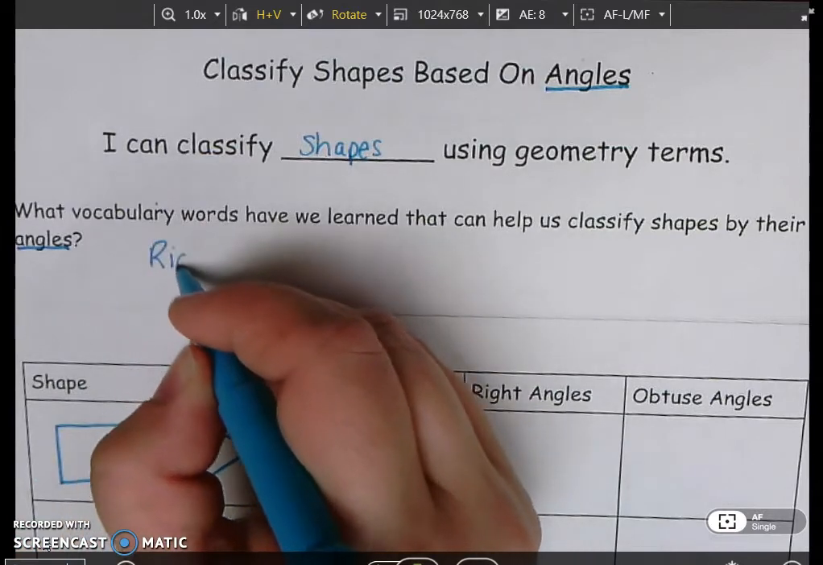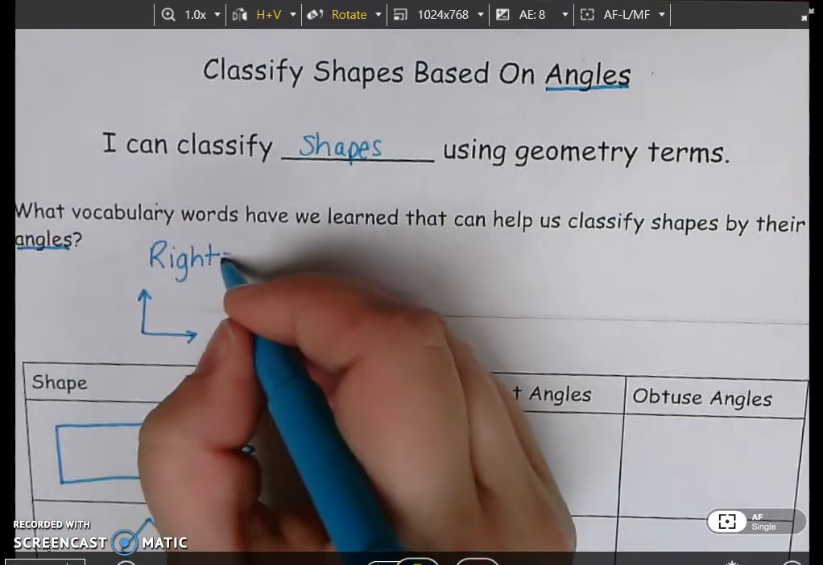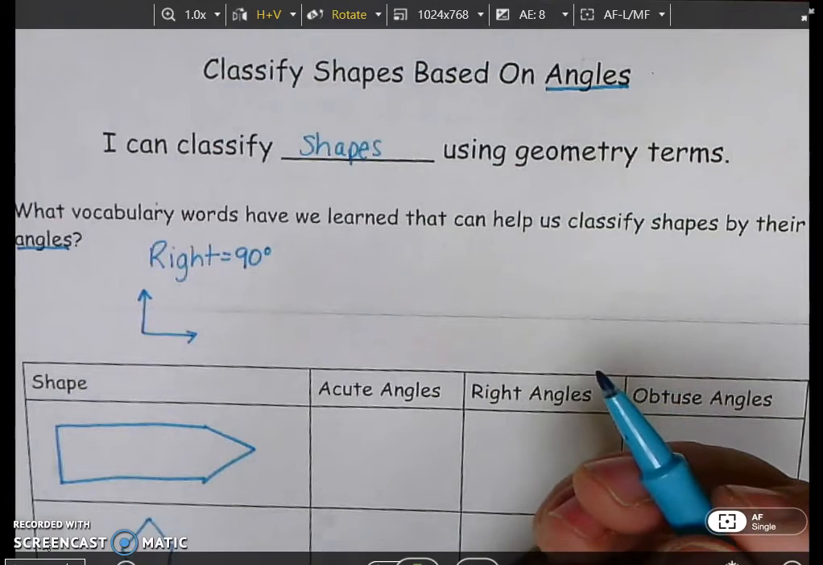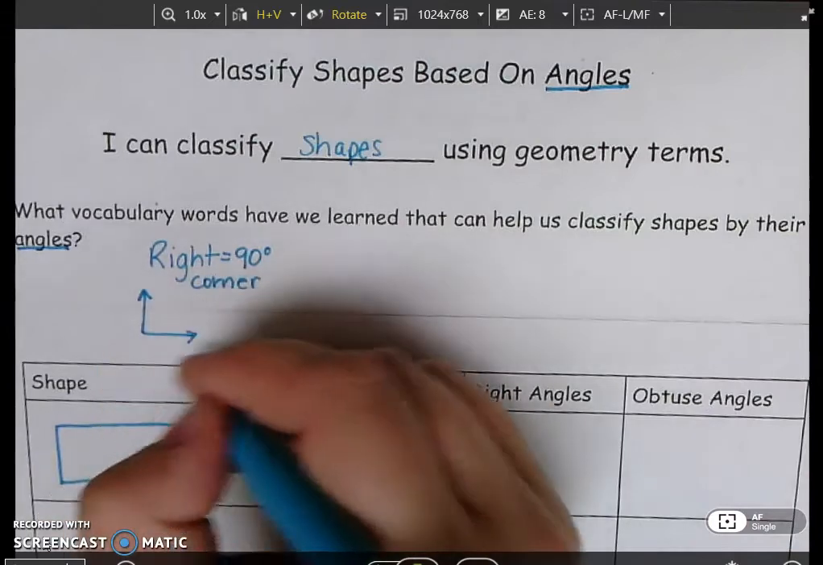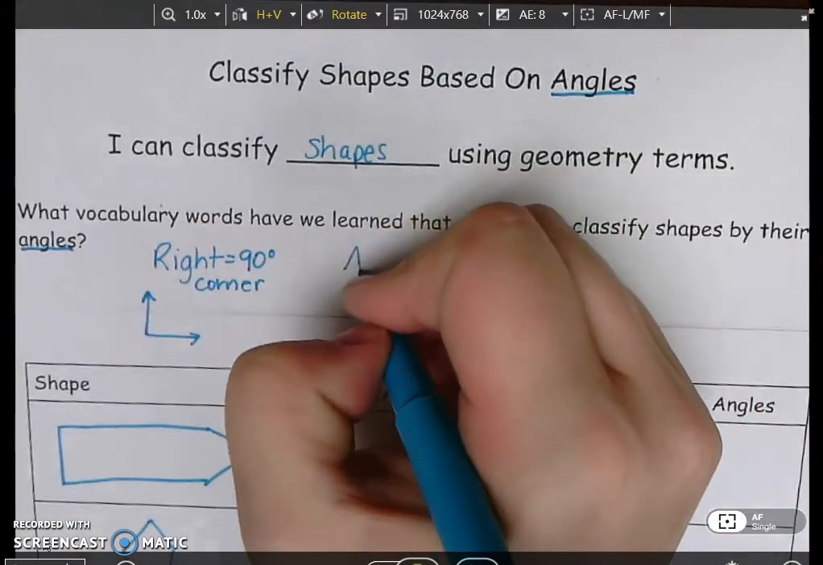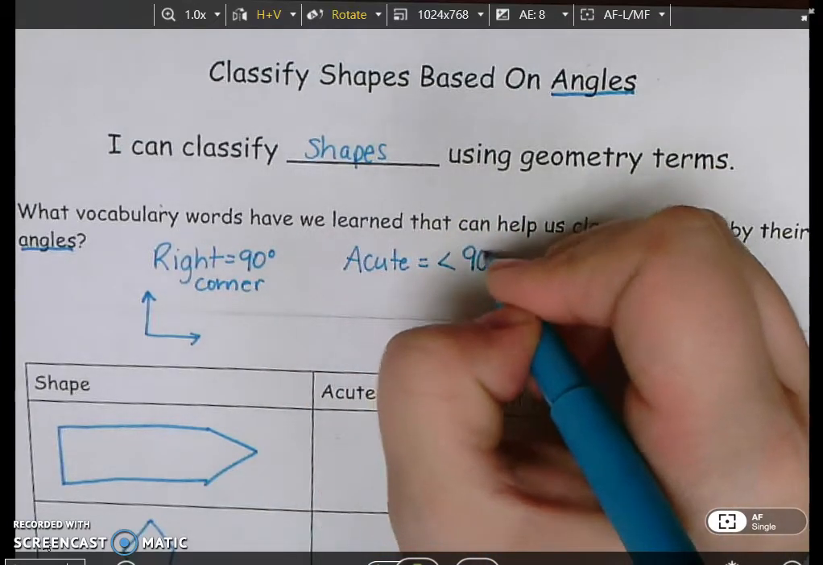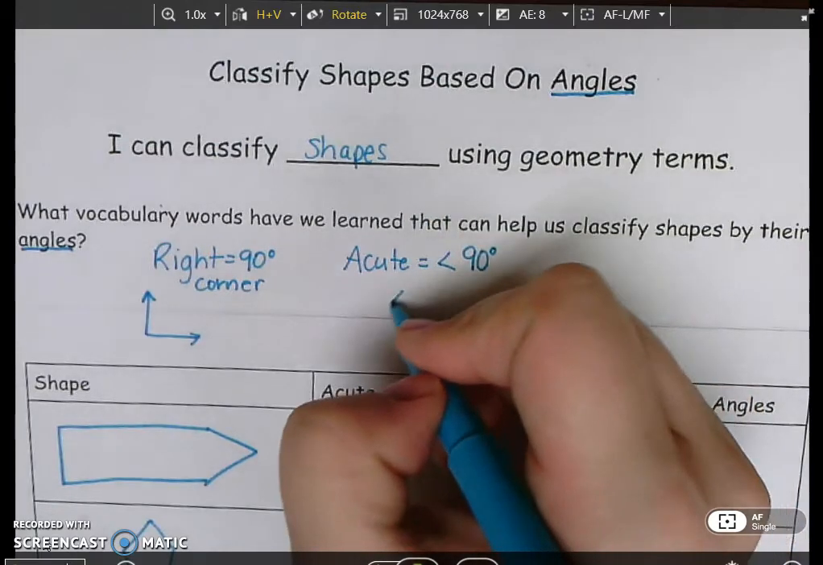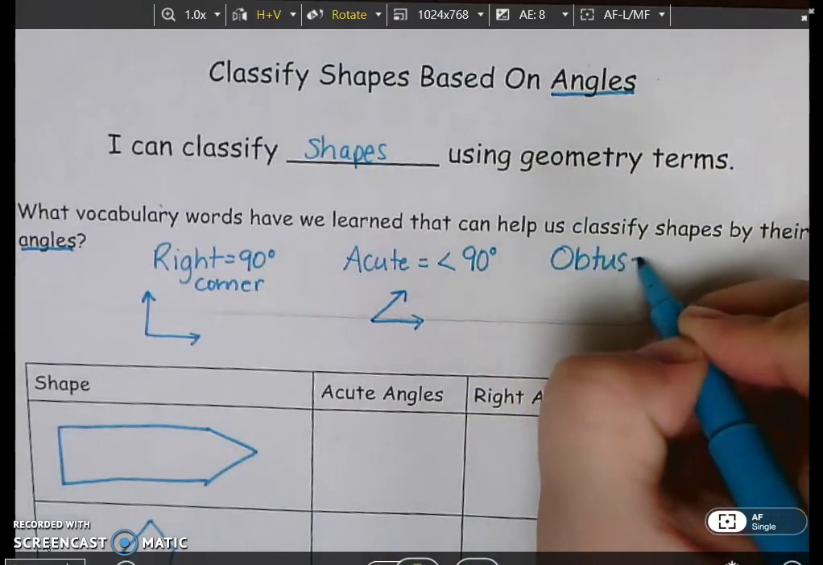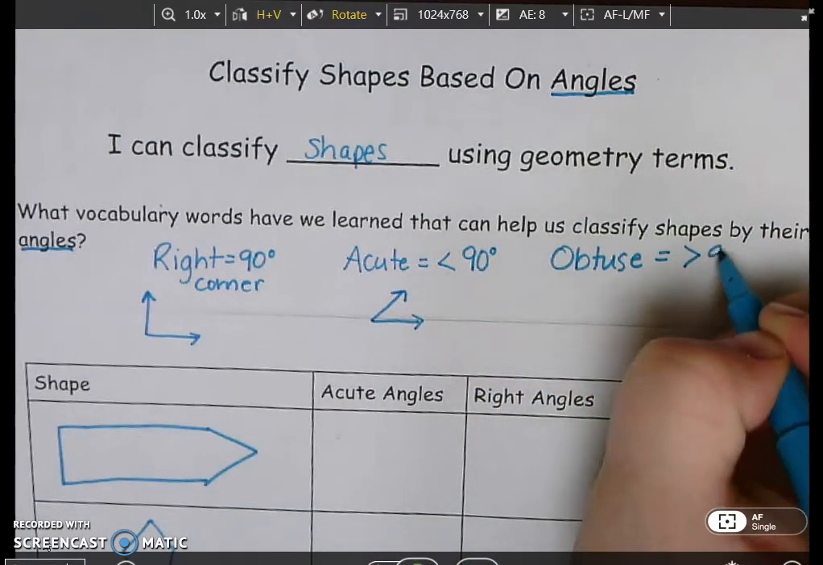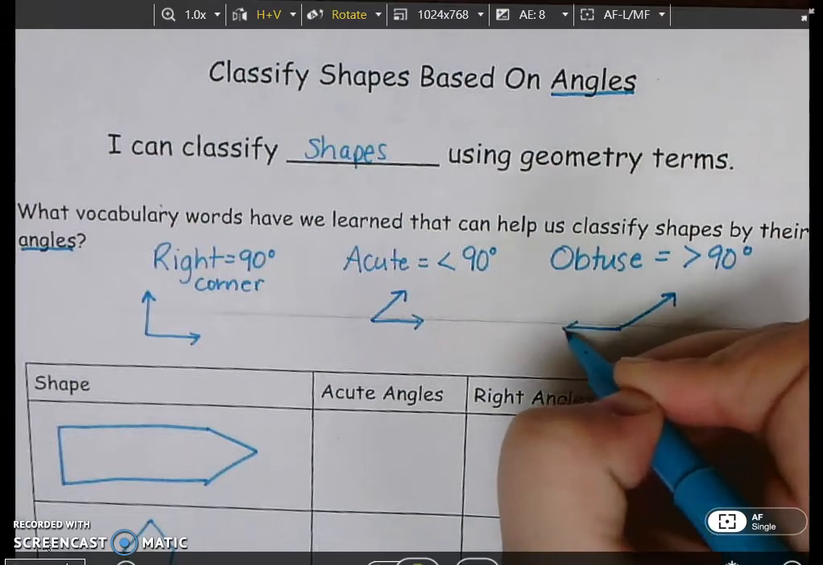So first, I've got a right angle. We know that that equals exactly 90 degrees. Okay, that's that corner. If it makes an exact corner with that L shape, then it's a right angle. We've learned acute angle. An acute angle is less than 90 degrees. So it's anything smaller than 90. And then we've got an obtuse angle, which is greater than 90 degrees. So maybe something like that.